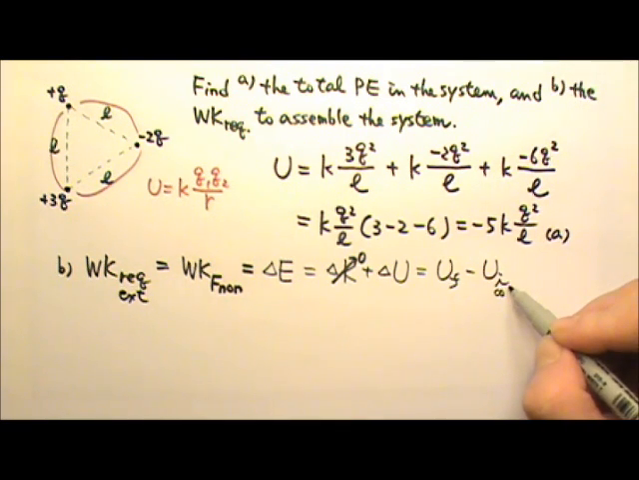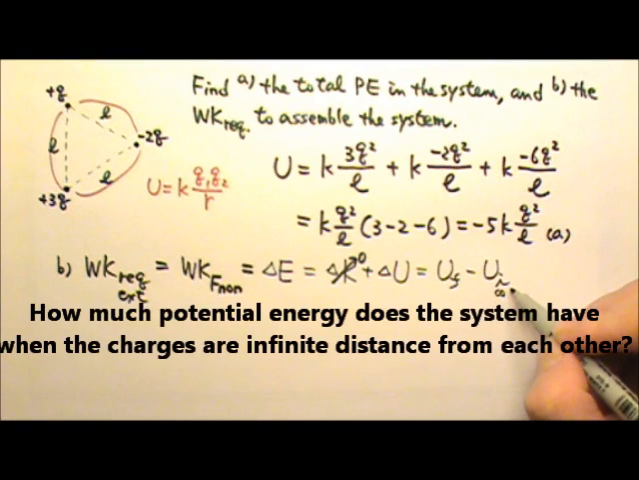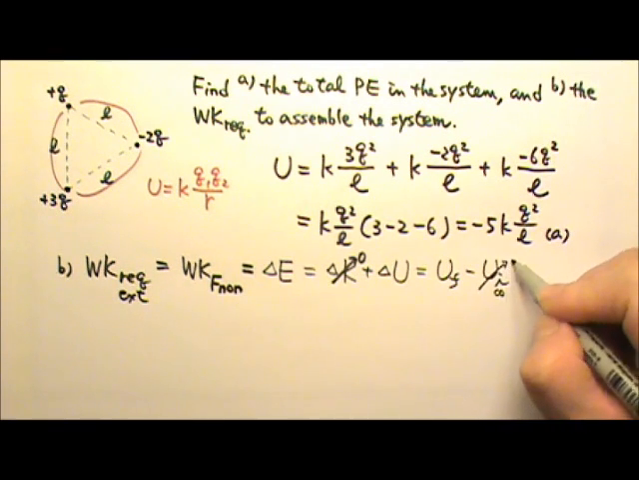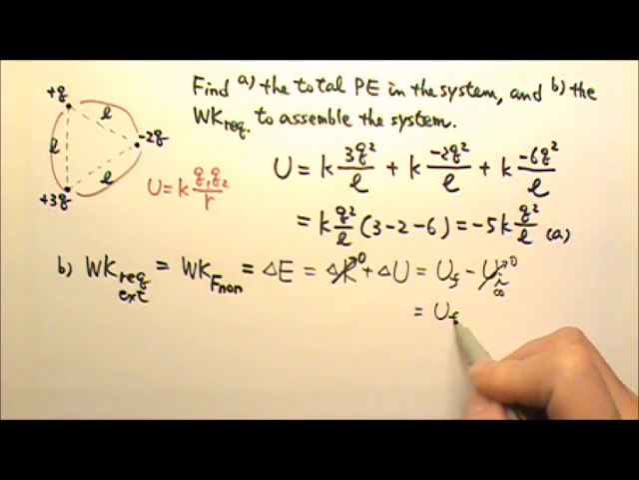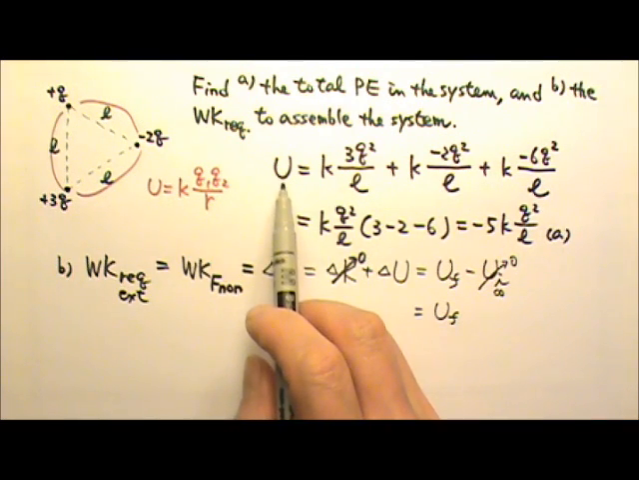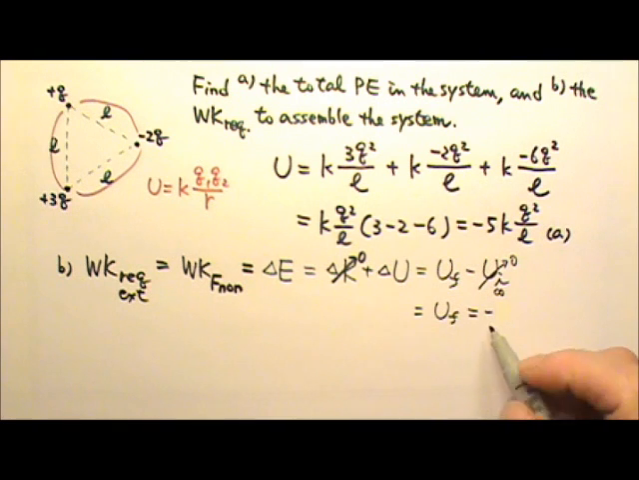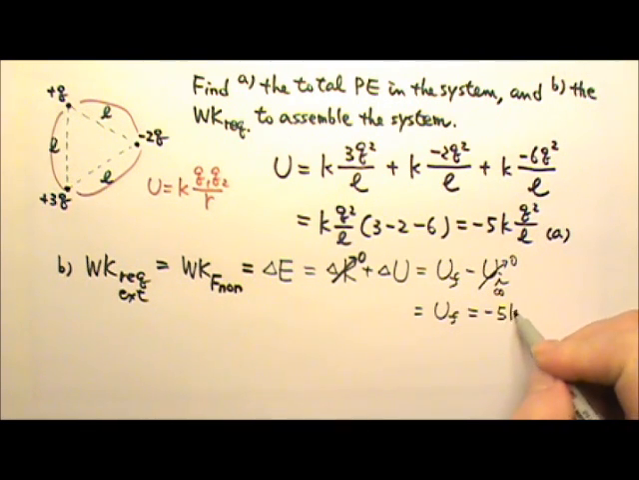So what is the initial potential energy? It is 0. So this equals the potential energy the system has at the end, which is the same as part A. So this is negative 5kQ squared over L. And that's the answer for part B, which is the same as part A.